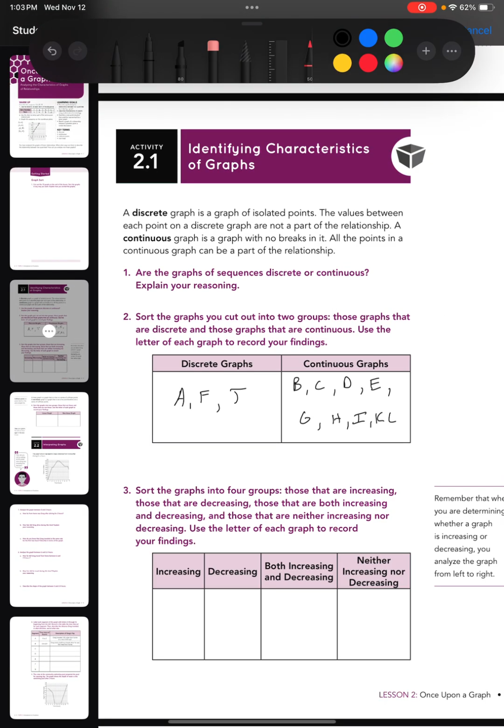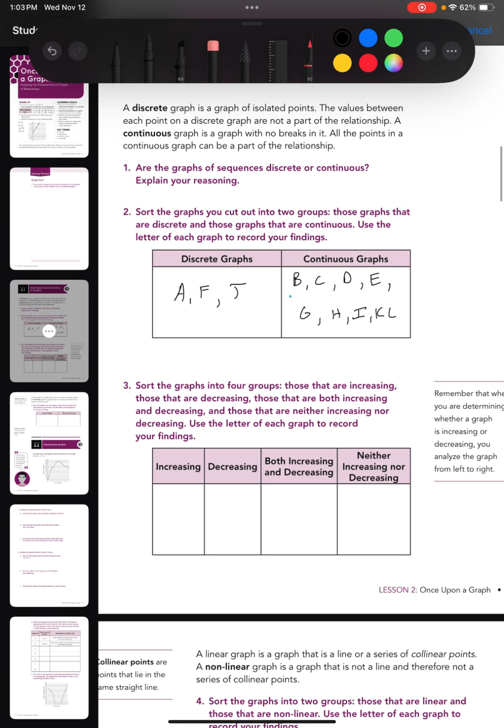So if I go back to fill in those, the increasing ones we said were A and B. Decreasing were E and K. The ones that were doing both were C, D, H, I, and L. And then the ones that were neither were F, G, and J.